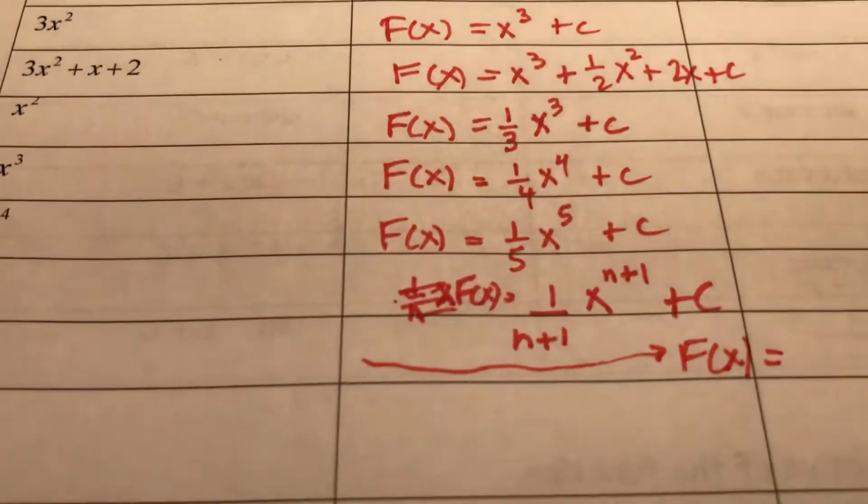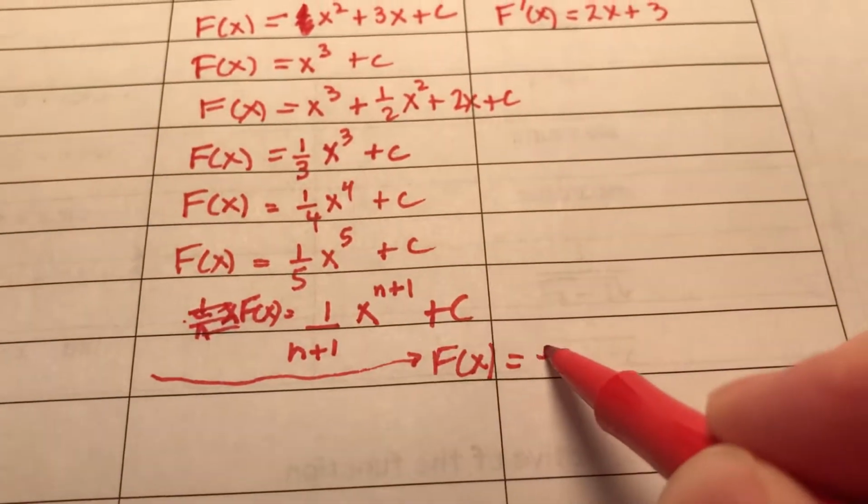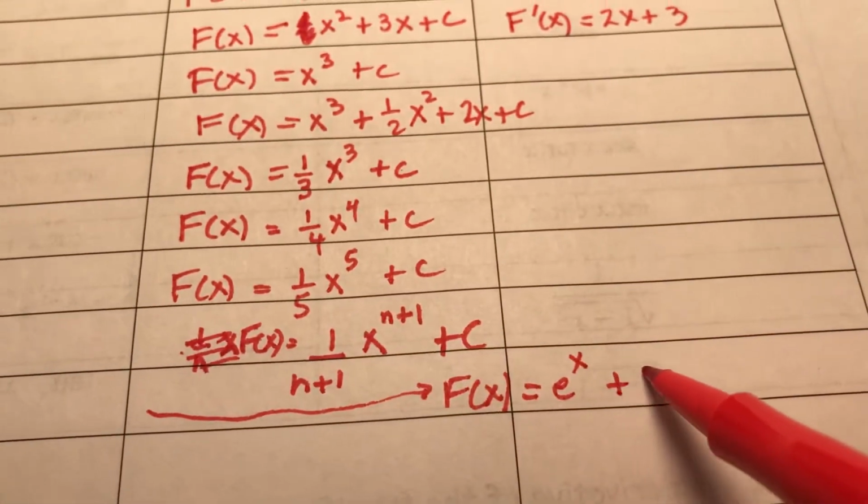The derivative of what function is e to the x? Itself. So the antiderivative of e to the x is e to the x, and we'll put plus c.